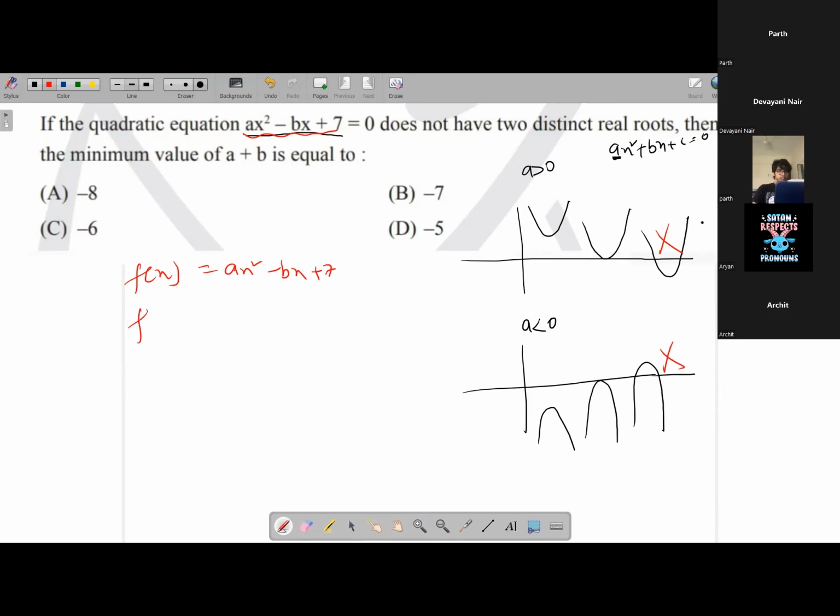Let's do one thing. Put x equal to 0. How much do you get? 7. Now, there can be two possibilities. At x equal to 0, this function has the value 7. It means that at x equal to 0, y is 7, so the point is (0, 7). Either the graph will be like this or the graph will be like this.